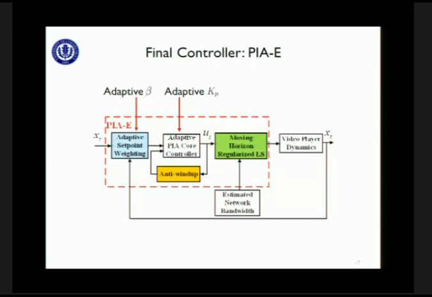So we have adaptive set point weighting, that's the beta thing, and an adaptive PID controller, where we're adapting our KP, and there's an anti-windup thing when UT is small, and moving horizon regularized least squares, that is quite insensitive to the estimated network bandwidth, and then do the stuff. So how does this scheme work?